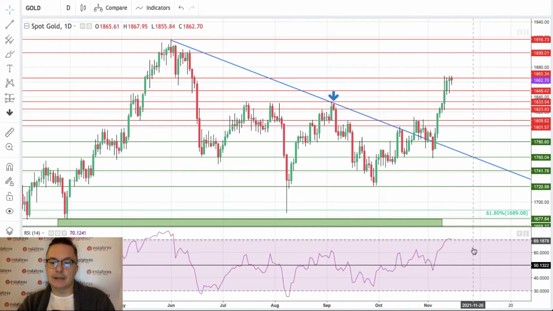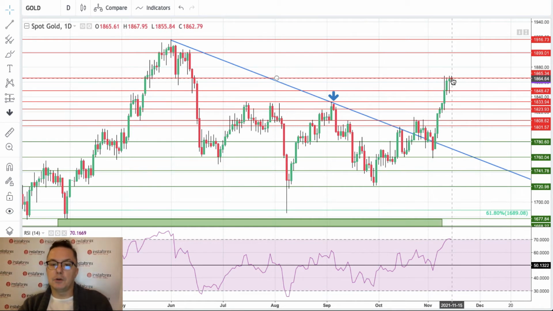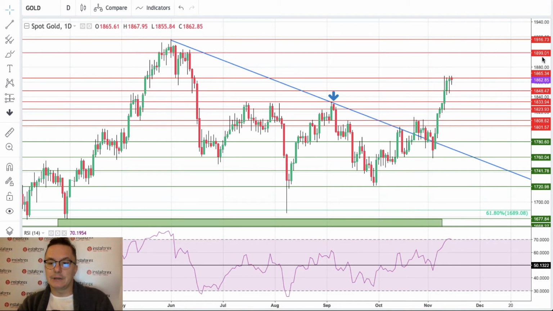This is of course a slightly overbought market right now. However, we are trading in 3 waves again. So we might expect this market to go higher towards 1899, 1916 very soon. Of course, 1916 is the top from the beginning of June 2021. So I guess this market will be very pleased when it gets there. So the gold is in a nice bull run.